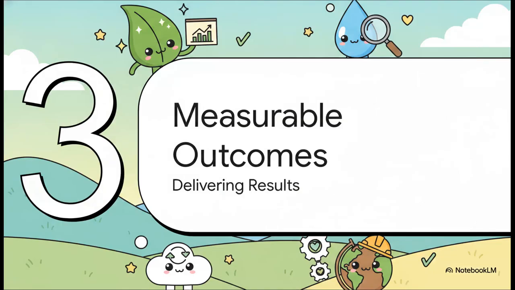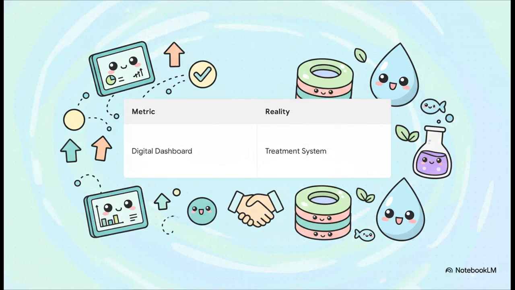Which brings us to Section 3, delivering measurable environmental outcomes. Now this is the operational climax right here. Clause 4.4 isn't just about having integrated processes, it's about what those processes actually achieve in the real world. Picture a split screen here. On one side, you have an auditor reviewing a digital dashboard of measurable environmental performance data. On the other side, you see a highly efficient, real-world wastewater treatment system.